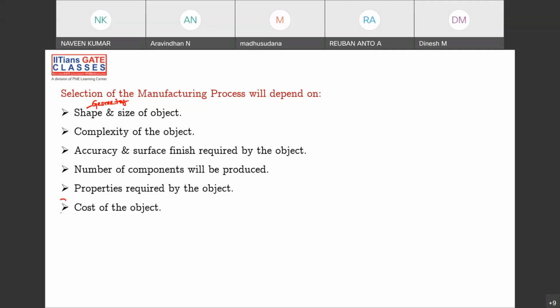Out of all these things, this is very important, because there's no point in producing a bolt for 10 rupees. There's no point, right? So you have to obviously minimize the cost of the object. So all these things are very important. Okay.